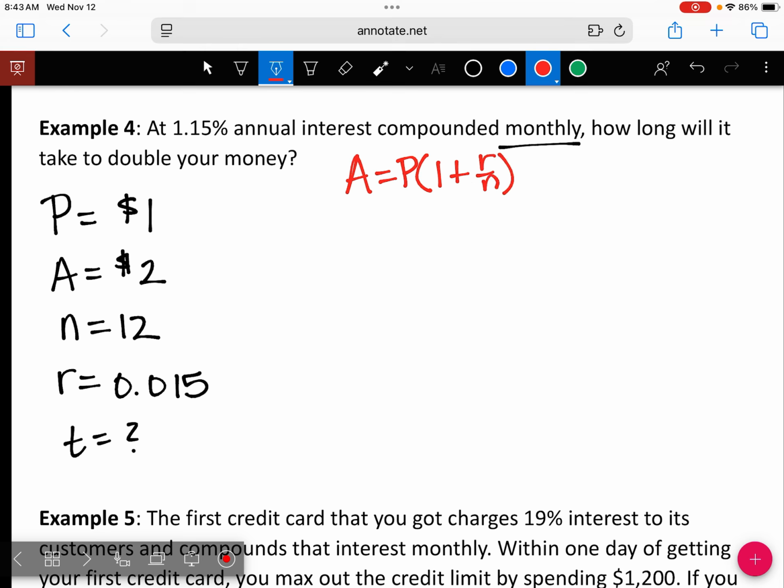All right, so let's go ahead and substitute all my variables in. So I have 2 equals, and then I don't have to put the 1 because that's just 1. Then I have my parentheses, 1 plus my interest rate, 0.015 over 12. That's to the power of 12 times T.